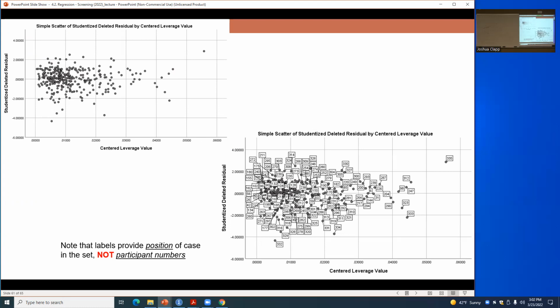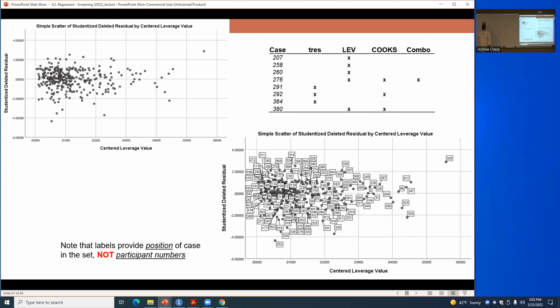But these are not participant numbers. Okay. There's no way to actually do that. You can flag it, identify certain cases, and we'll do this, but just make sure, because if I go through and resort, this is going to be a completely different number, just given where this case is in my set.